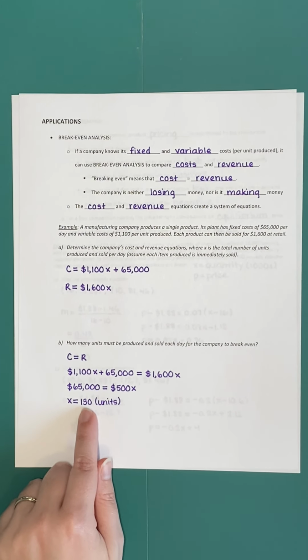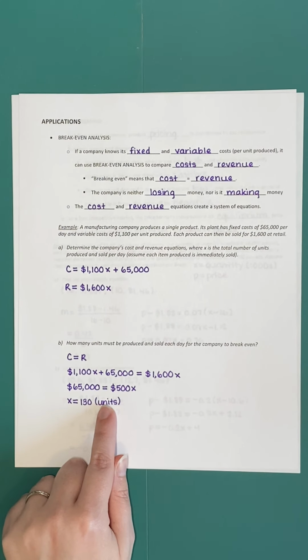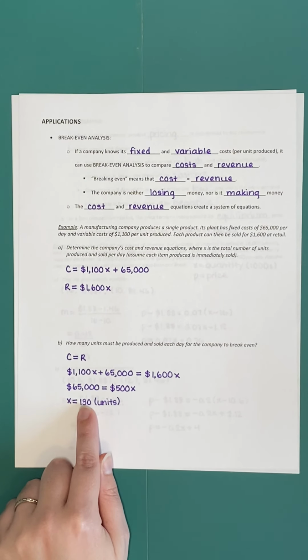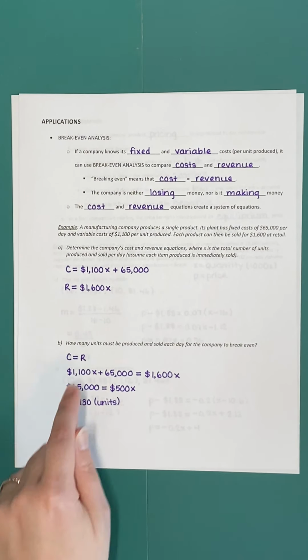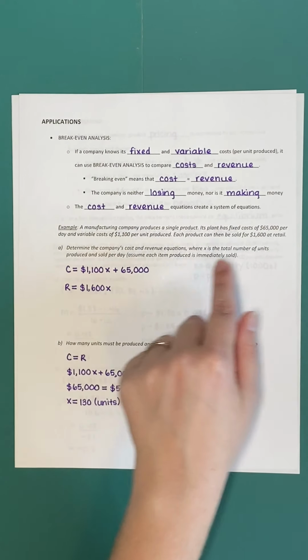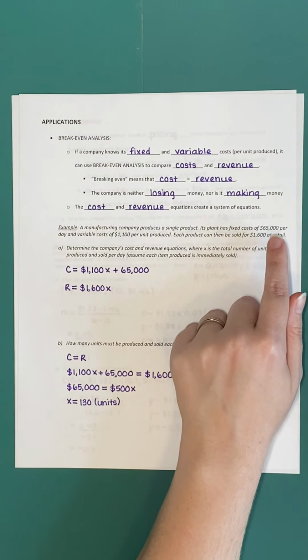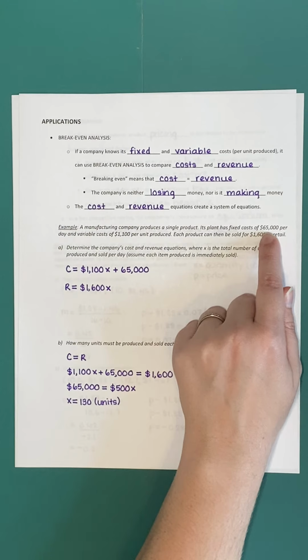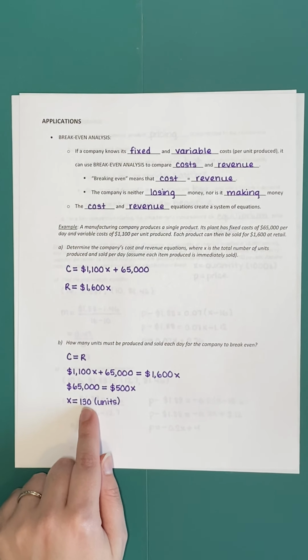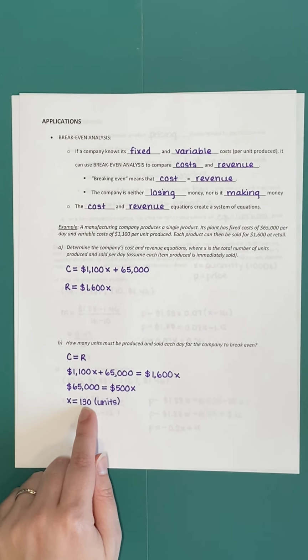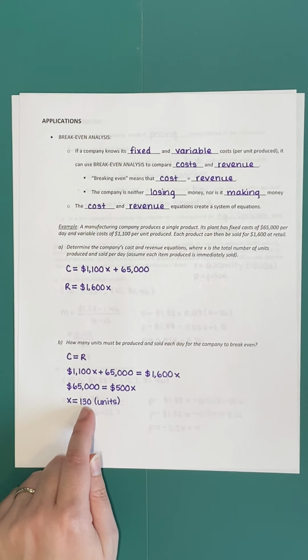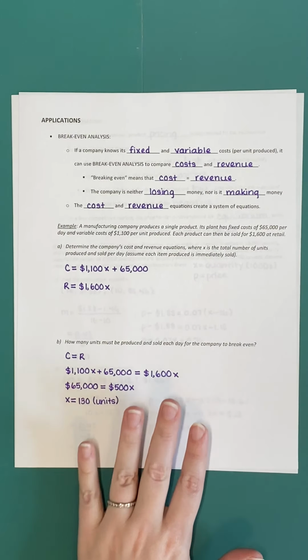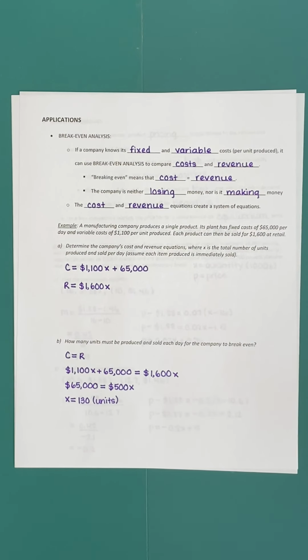X is 130. In this case, 130 units. So if we produce 130 units exactly, we won't be making money, but we won't be losing money. Obviously, we can cover our variable cost just by charging more, but we need to produce 130 units in order to be able to cover that $65,000 worth of fixed costs. So anything less than 130, we don't actually cover all our costs, and anything more than 130 units, we know we're making a profit. So this is another perspective for the break-even analysis.